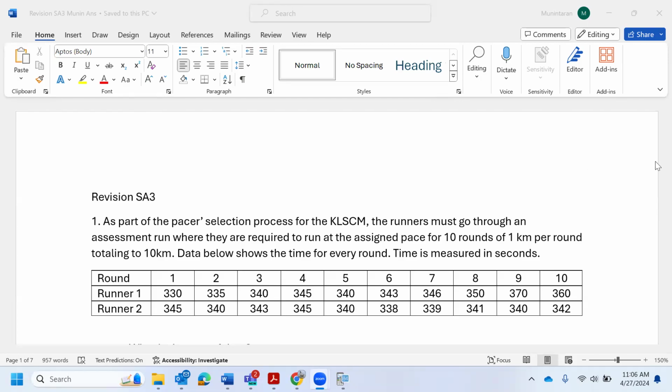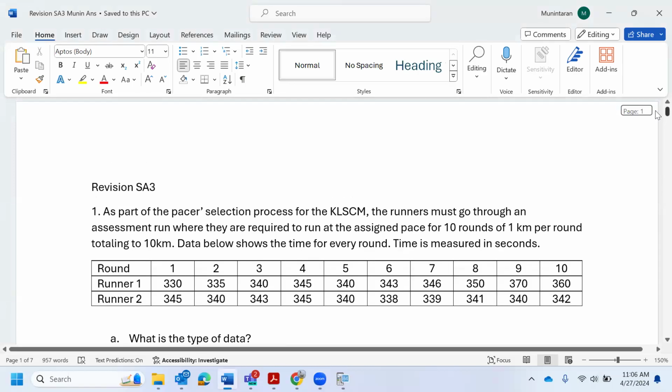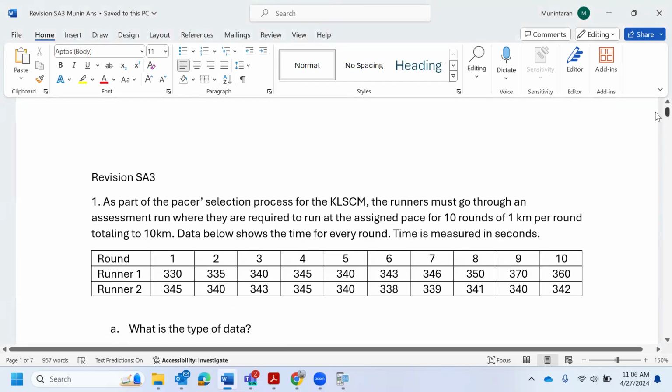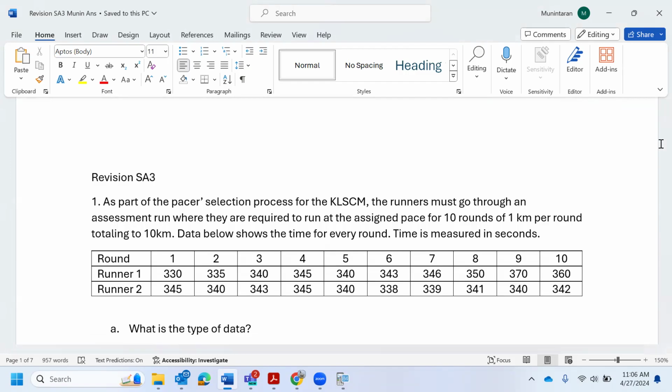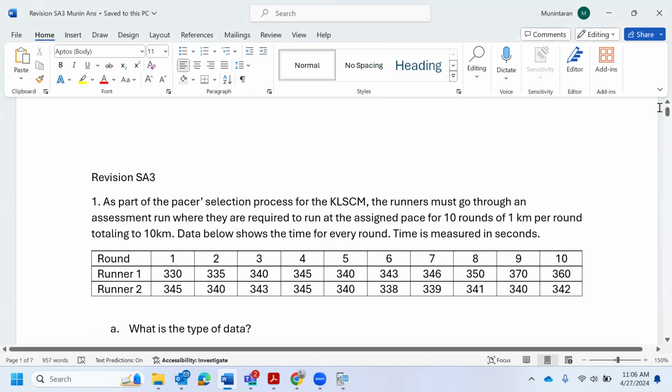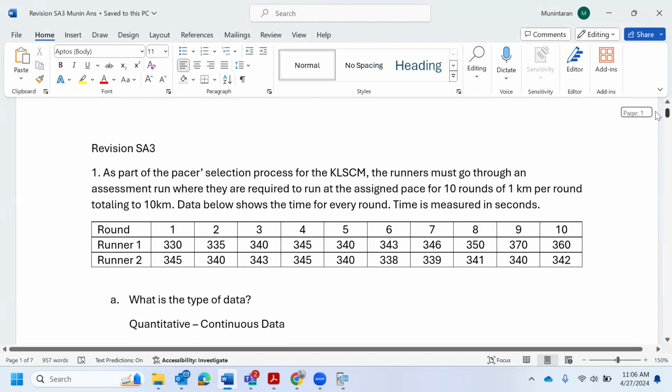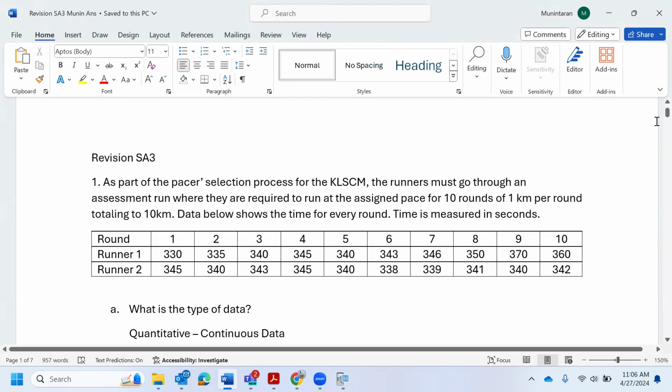What you are required to do is to say what type of data this is. We should know that this is time, and we have to measure the time. We do not count. So everybody should know it is quantitative data, and for quantitative we have two types: one is counting, the other is measuring. We are measuring, therefore it is continuous data.